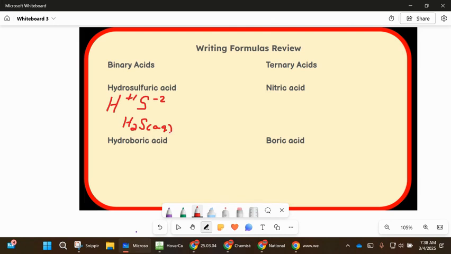Hydroboric. Hydro, again, means binary. It does not mean hydrogen, because then people come over here and go, oh, there's no hydrogen in these acids. Yes, there is hydrogen at the beginning of every acid. Hydro tells you that there are only two elements in that acid, and one of them has to be hydrogen. So for hydroboric acid, again, you are going to begin with hydrogen. By the way, for every one of these acids, you're going to begin with hydrogen. They all begin with hydrogen.